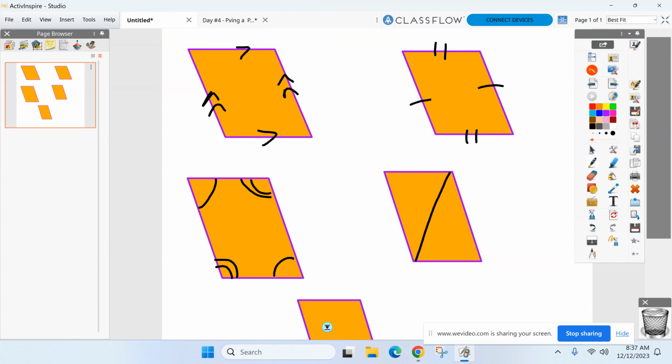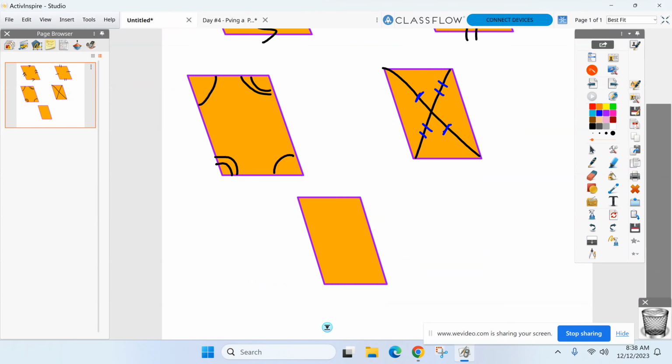Let me give you one more here. Is that good enough for a parallelogram? Nope. Why not? Diagonals bisect each other, right? I need both diagonals to be bisected to make a parallelogram.